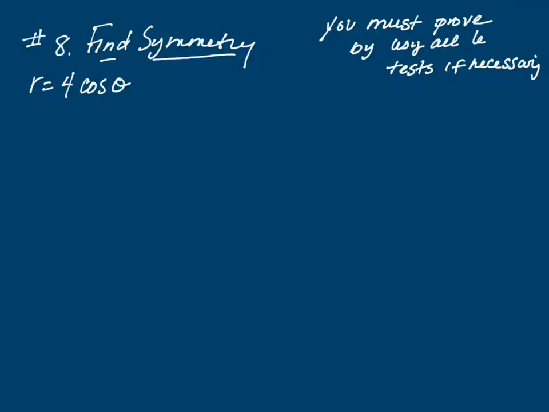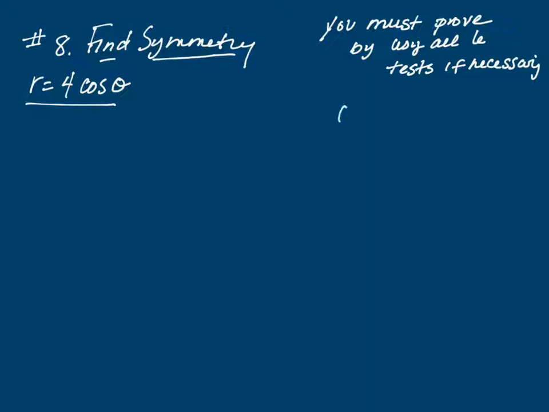Okay, number 8 wants you to find the symmetry of r equals 4 cosine theta. In the directions, it specifies that you have to prove the symmetry by using all 6 tests if necessary. So let's real quick go through all the 6 tests.